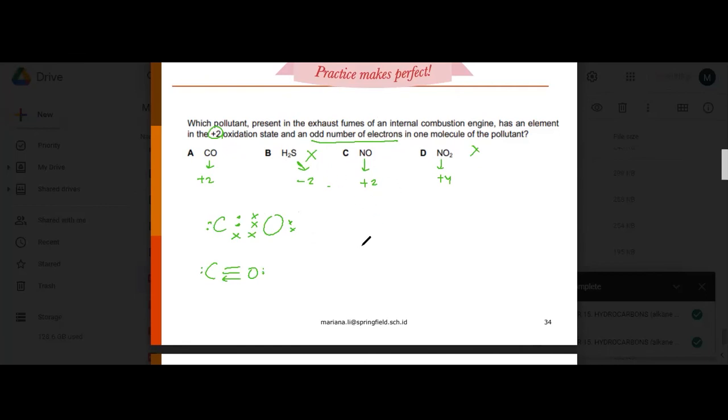How about NO? N has 5 valence electrons. So it makes double covalent bonds with oxygen, and then you can see that it has an odd number of electrons. So NO is the answer.